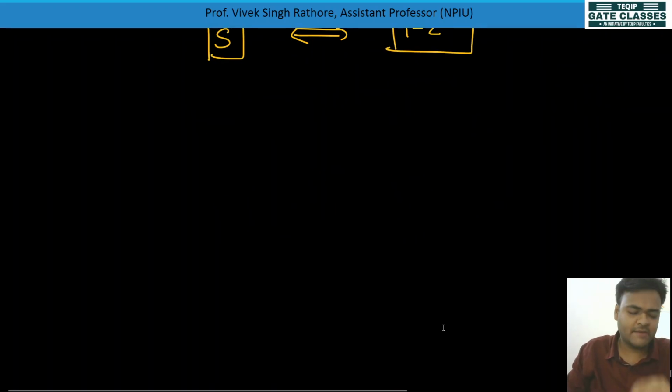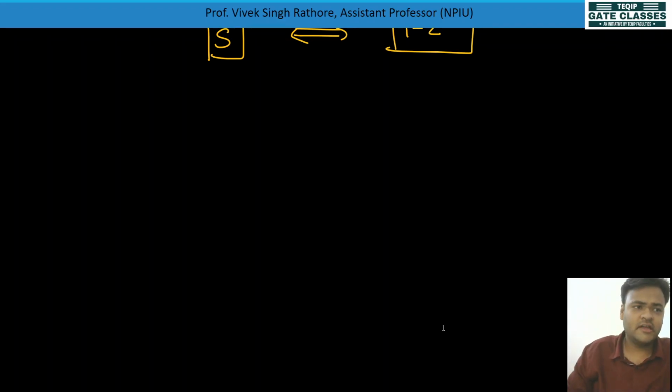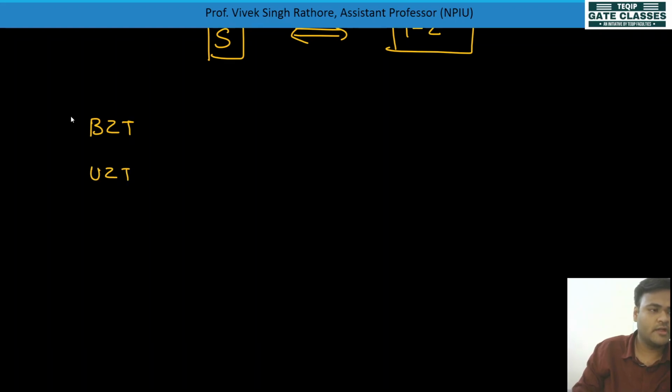Okay, now we'll see, as we have seen in the Laplace transform that there are two variants of Laplace transform, the same way we'll see the two variants of Z transform. The variants I am talking about are the bilateral Z transform and the unilateral Z transform.